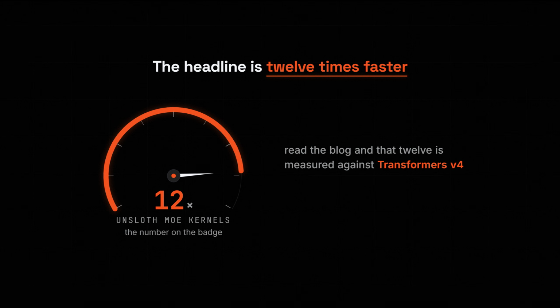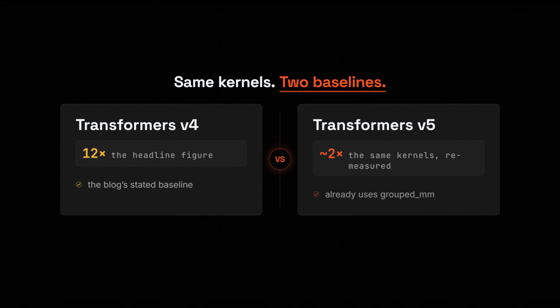Take their mixture of experts kernels, shipped in February. The headline is 12 times faster. Read the blog, and that 12 is measured against Transformers version 4, not against version 5, which already uses PyTorch's own grouped matrix multiply. The same kernels are about twice as fast.